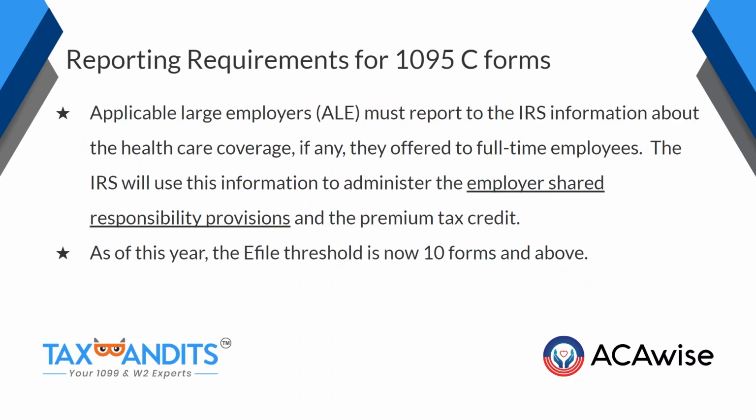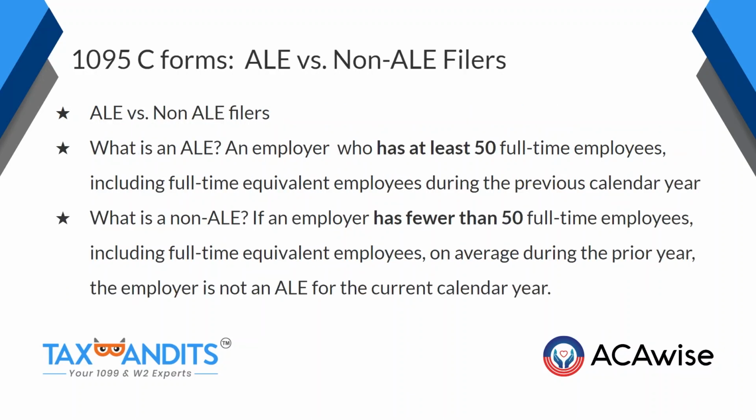The reporting requirements for the 1095C forms are if you have 50 or more full-time employees, which would make you an ALE, which again, if you are, you automatically need to e-file now instead of paper filing. A quick overview of an ALE filer versus a non-ALE filer: if you are an ALE, you have 50 or more full-time employees, including full-time equivalent employees. And if you are not an ALE, that means you have fewer than 50 full-time or full-time equivalent employees.